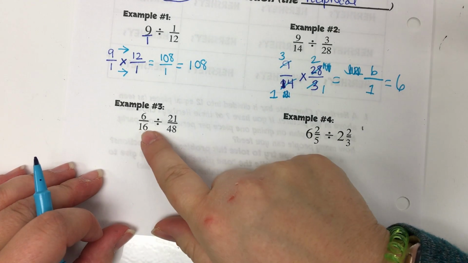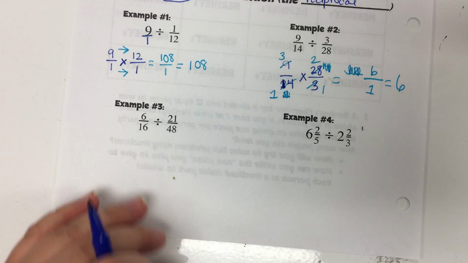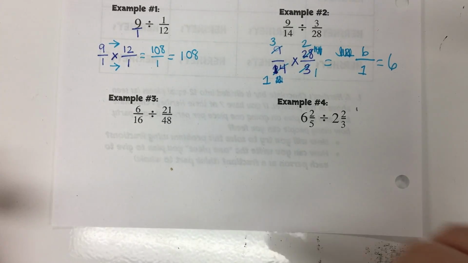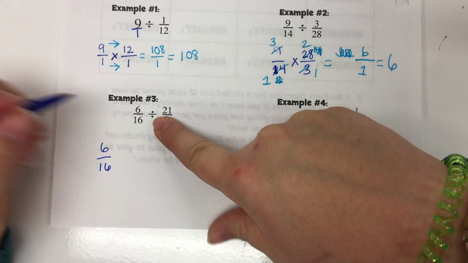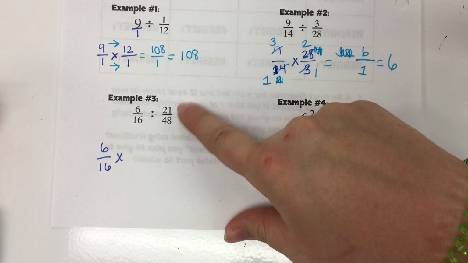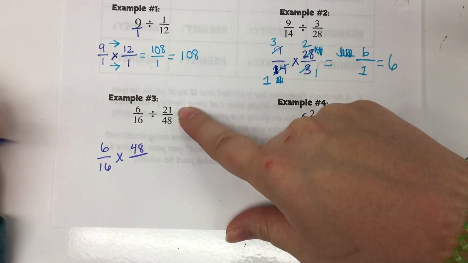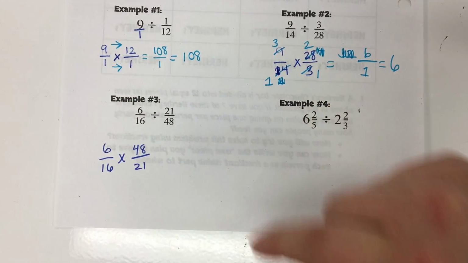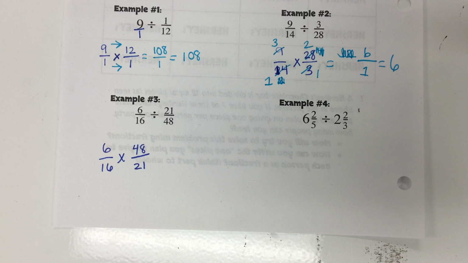All right, go ahead and try this next one on your own. Pause the video and then come back as soon as you're ready to check your answer. All right, let's check our answer. We're going to keep the first fraction the same. We're going to change the division to a multiplication sign. We're going to flip the second fraction so that we're using its reciprocal by putting 48 on top and 21 on the bottom. We're going to cross cancel.